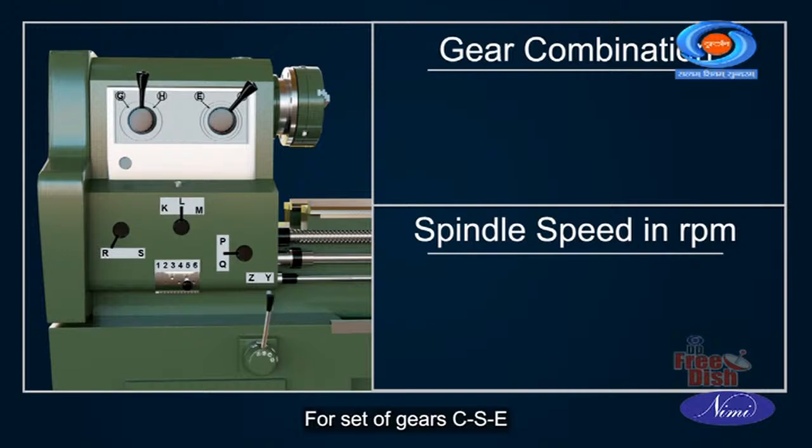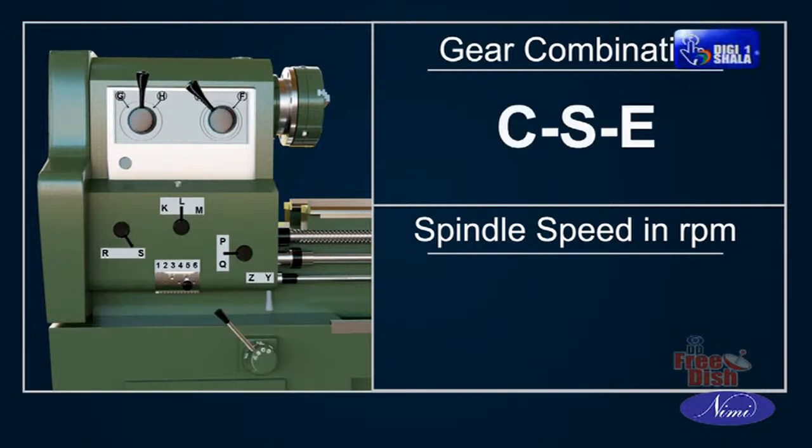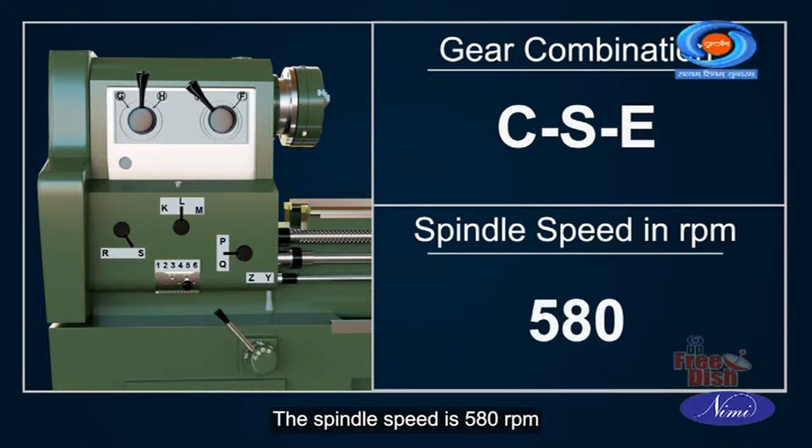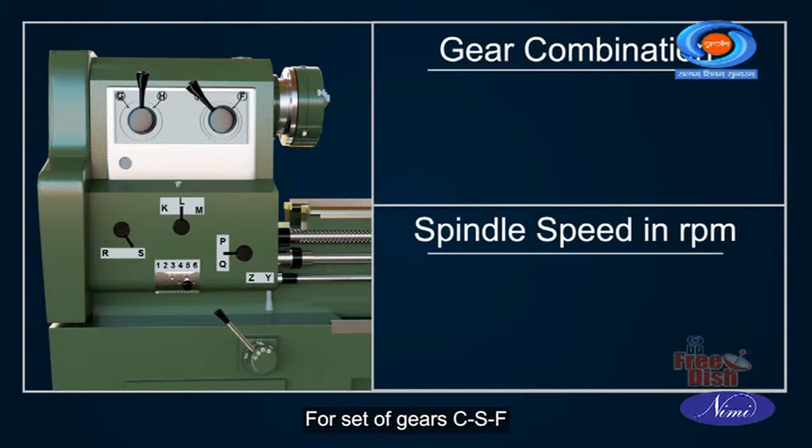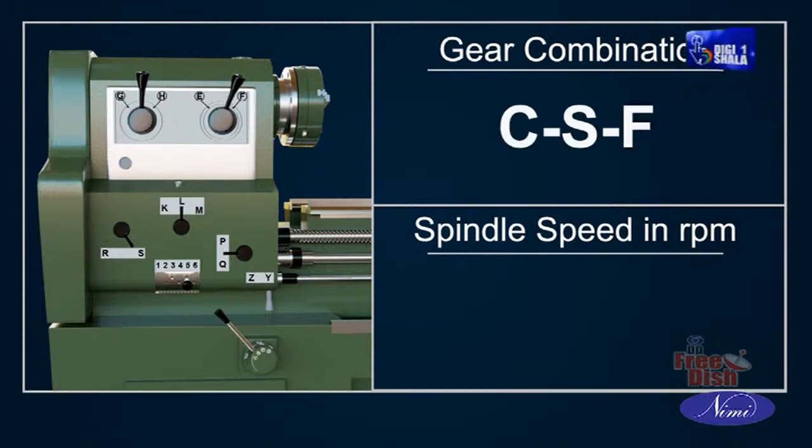For set of gears CSE, the spindle speed is 580 RPM. For set of gears CSF, the spindle speed is 90 RPM.